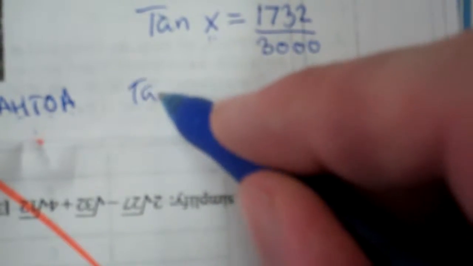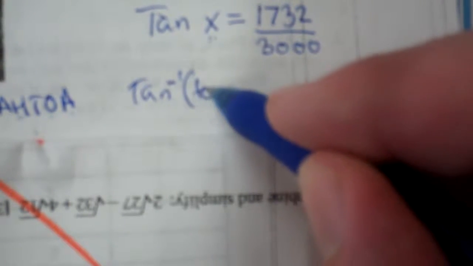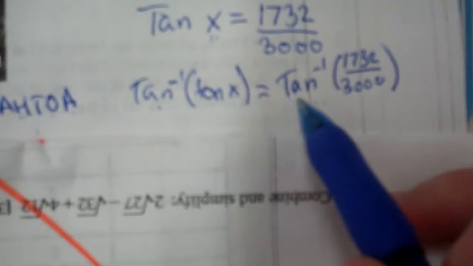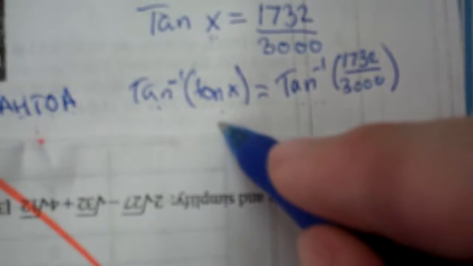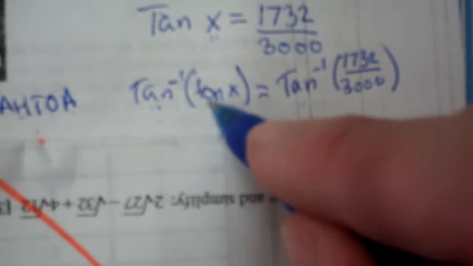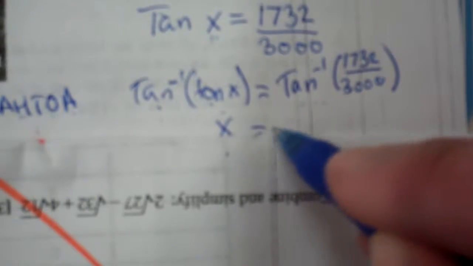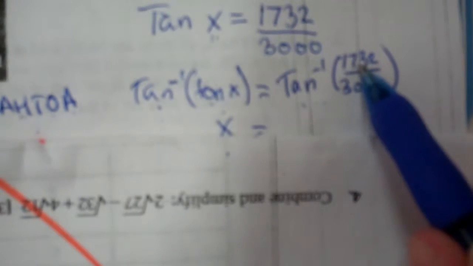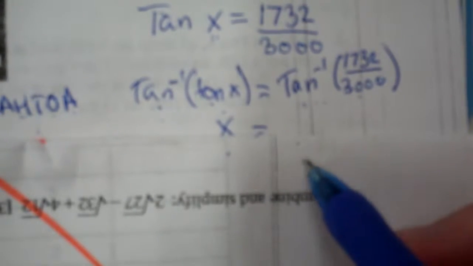The goal is to get x, and the way we undo a tangent is by using the inverse tangent on both sides. So the inverse tangent of the tangent of x is equal to the inverse tangent of 1,732 over 3,000. We're just doing the same thing on both sides. The inverse tangent of the tangent of x is x, because the inverse tangent and the tangent cancel each other out. On this side, we have the inverse tangent of 1,732 divided by 3,000. You really do need a calculator to do that.